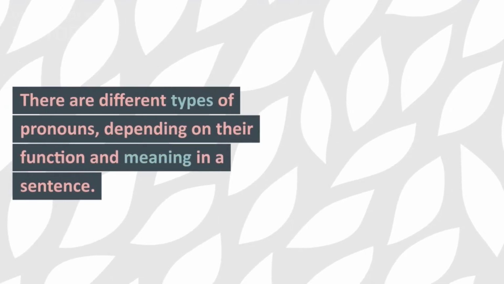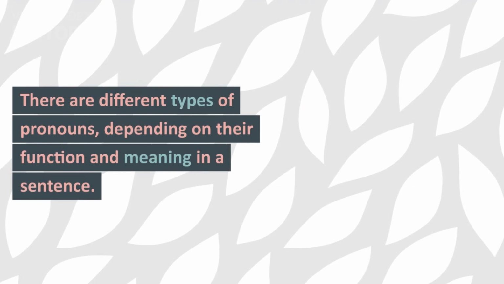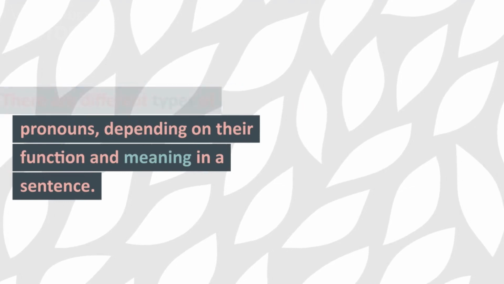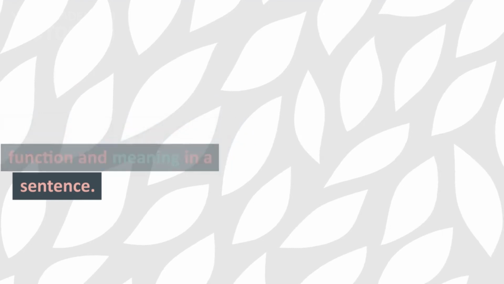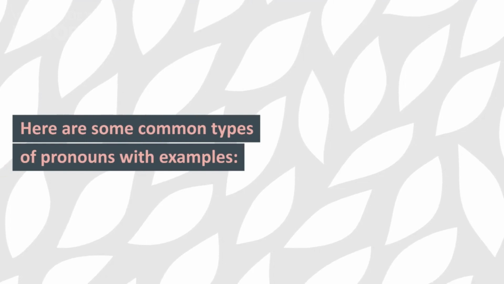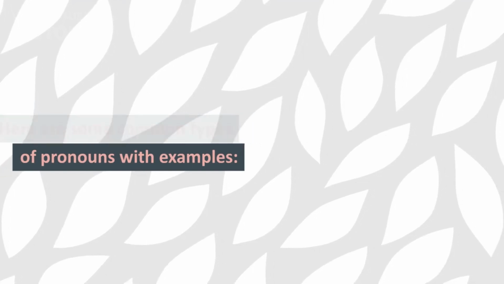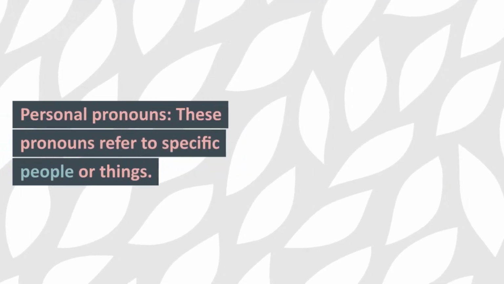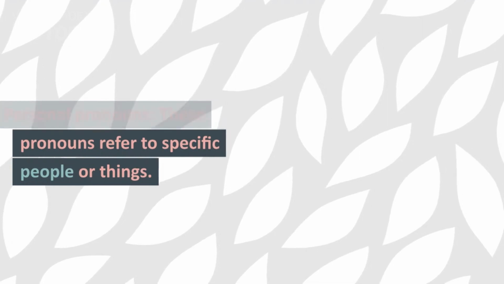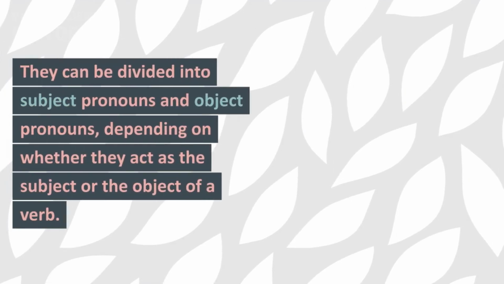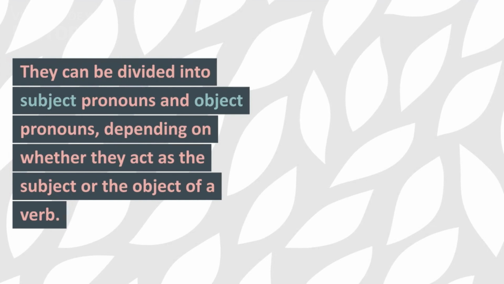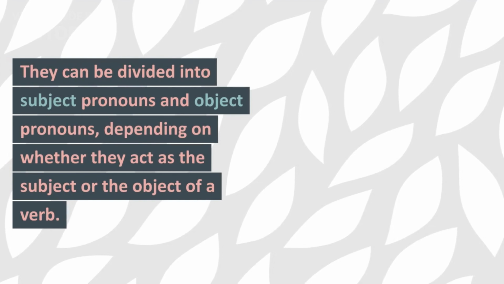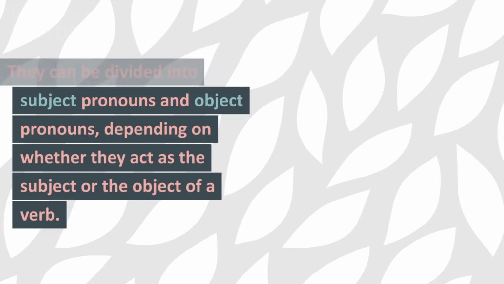There are different types of pronouns, depending on their function and meaning in a sentence. Here are some common types of pronouns with examples. Personal pronouns. These pronouns refer to specific people or things. They can be divided into subject pronouns and object pronouns, depending on whether they act as the subject or the object of a verb.